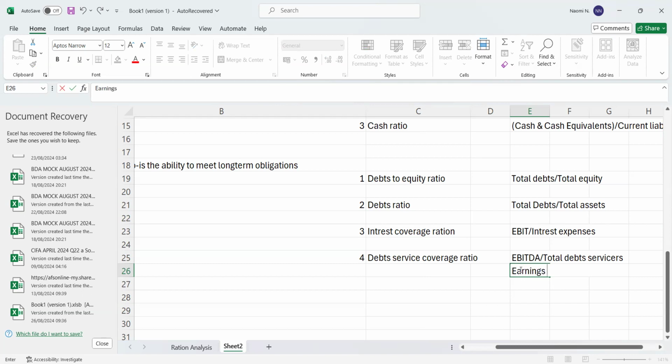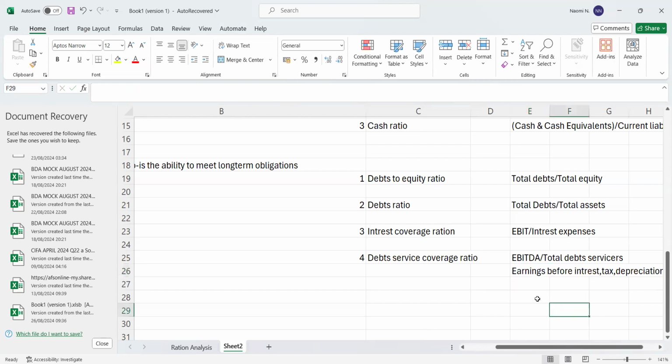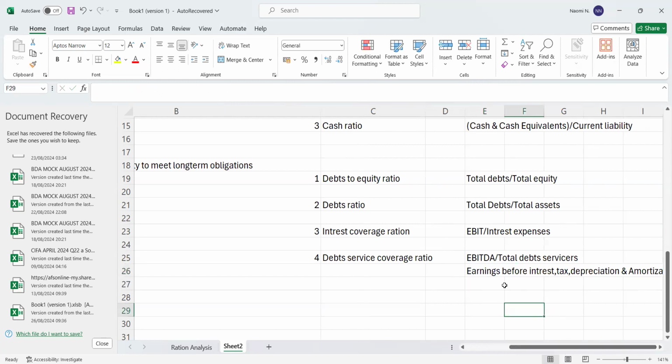Earnings before interest, tax, depreciation, and amortization, divided by the total debt service.